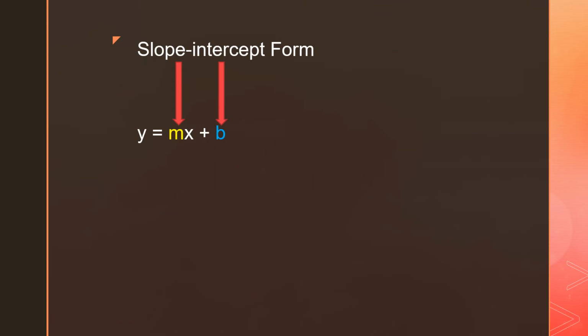Y equals mx plus b. Our y here has a numerical coefficient of positive 1, so this is 1y. This is on the left side of our equal sign, and on the right side we have the mx plus b, wherein m is the numerical coefficient of x, and m here is what we call slope, and then b here is a number, we call it the intercept.